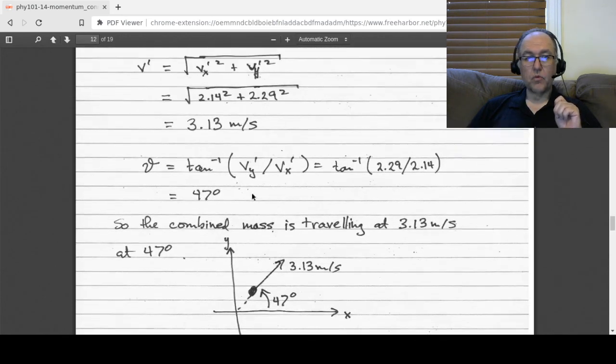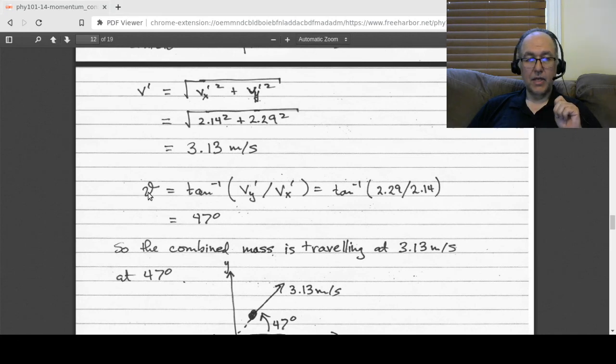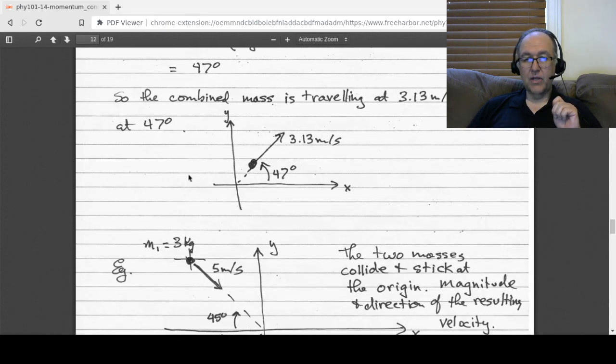All right, so you use the angle is the inverse tangent of the y component divided by the x component, and that turns out to be 47 degrees, okay? And so if you take a look at that on a diagram, you'd have the combined 7 kilogram mass moving at 3.13 meters per second at 47 degrees, like that, okay? So there you go. There's the answer in polar.